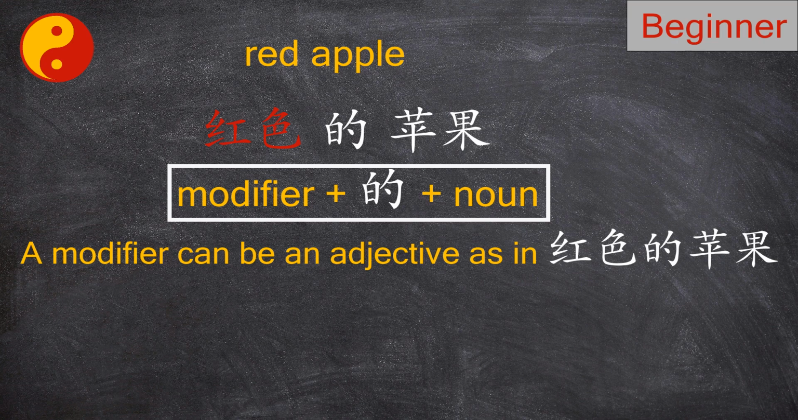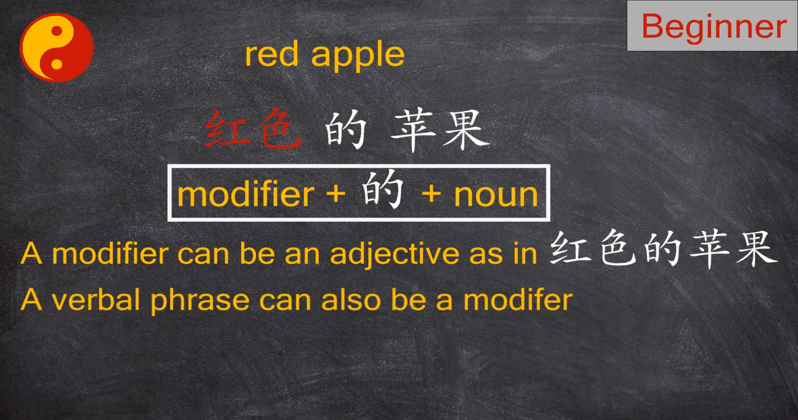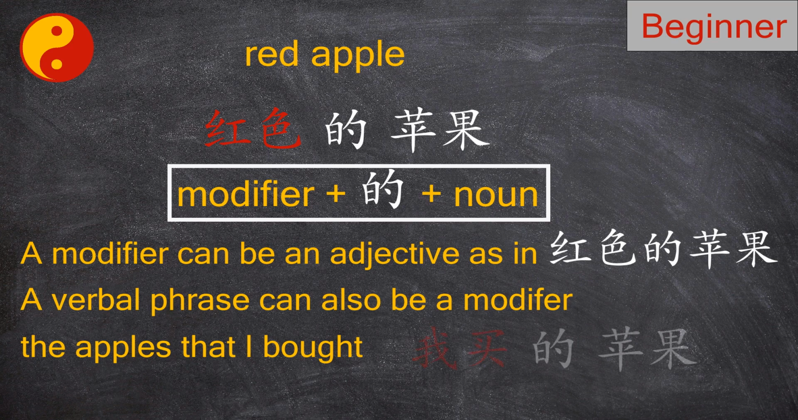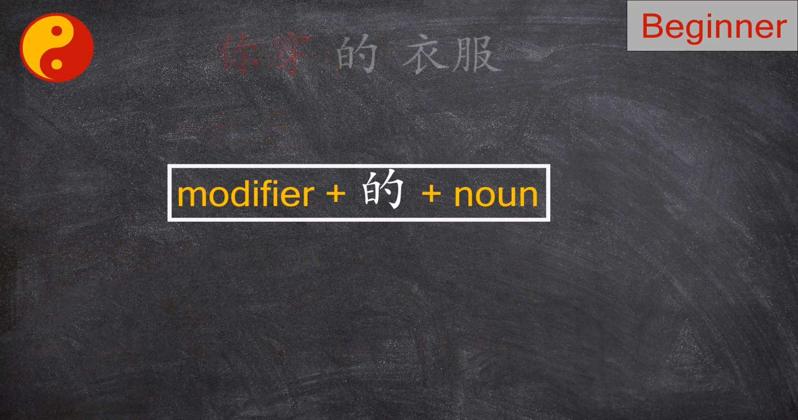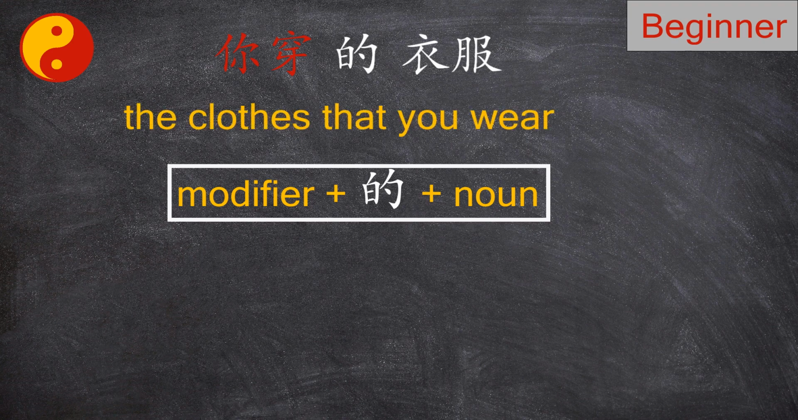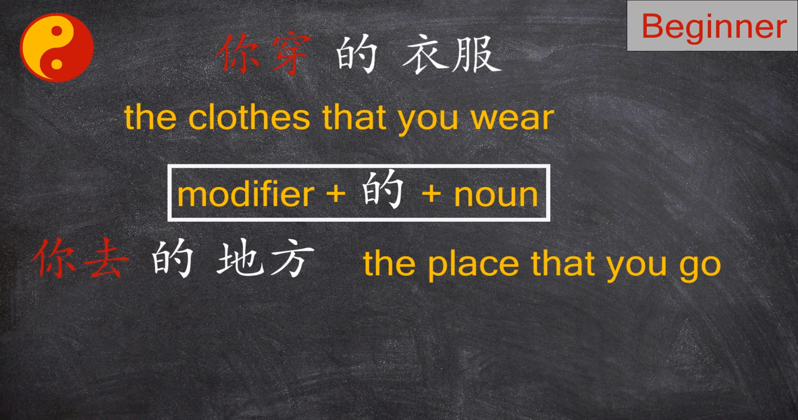What I'm gonna teach you in this video is a verbal phrase can also be a modifier. Let's learn this with an example. If you want to say, the apples that I bought, how do you say this in Mandarin Chinese? 我买的苹果. As you can see, 我买 is a verbal phrase and acts as a modifier just like the word 红色. Let's see another example. 你穿的衣服, what does it mean? The clothes that you wear. Another example, 你去的地方, the place that you go. 你去 is a verbal phrase which acts as a modifier for the word 地方.